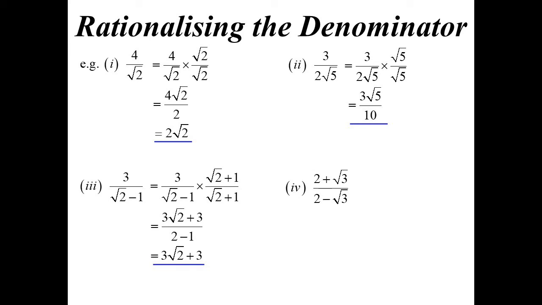Much more fun when there's also a surd on the top as well. So on the top we've ended up with a perfect square. On the bottom the difference of 2 squares.